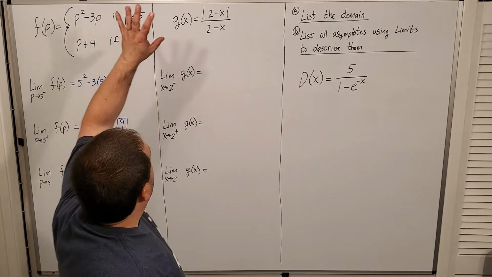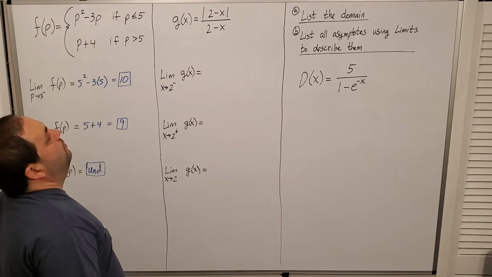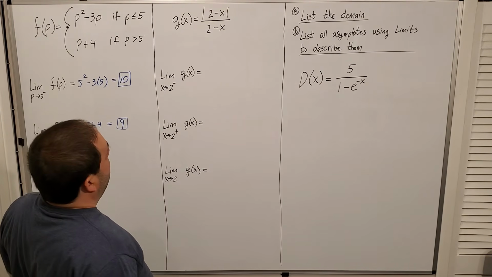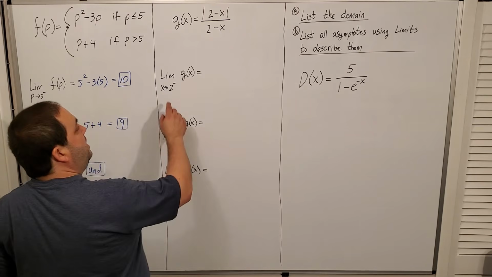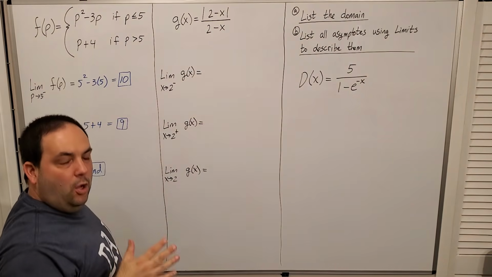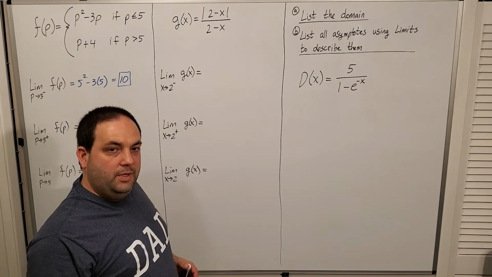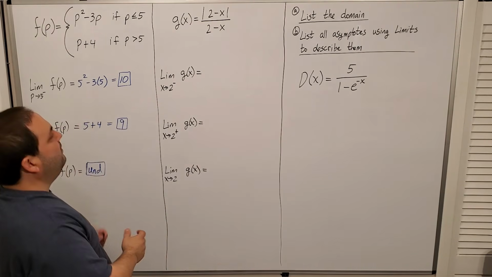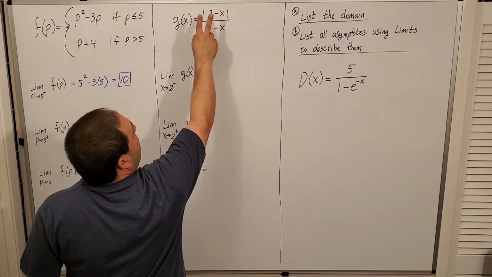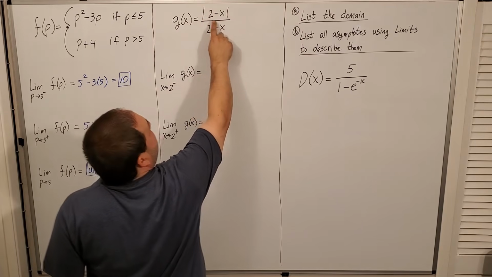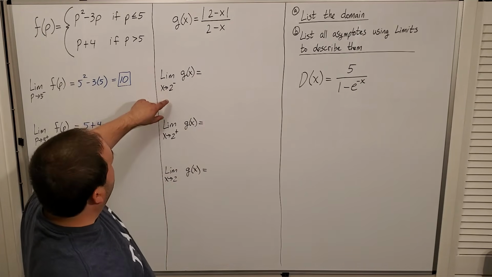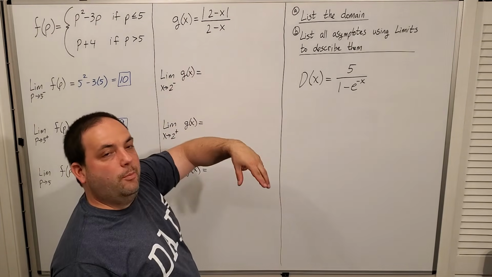Okay, next. g of x is equal to the absolute value of 2 minus x over 2 minus x. And of course, the interesting point would be at x equals 2. If I try to just plug in 2, I get 0 over 0, and we hope that means I can do some sort of manipulation. Well, from the left of 2, if it's to the left of 2, then this absolute value is working on a positive value there.